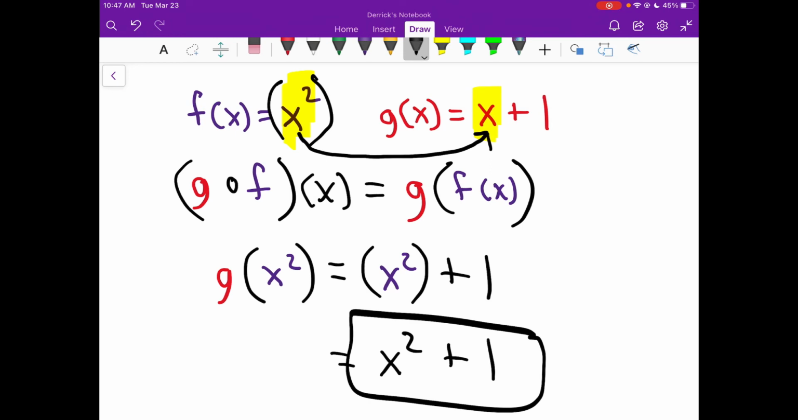No matter what composition you're doing, anytime you're asked to do a composition of functions, you're always taking one function and plugging it in for x to the other function. Really all you have to decide is which direction you're being asked to go.